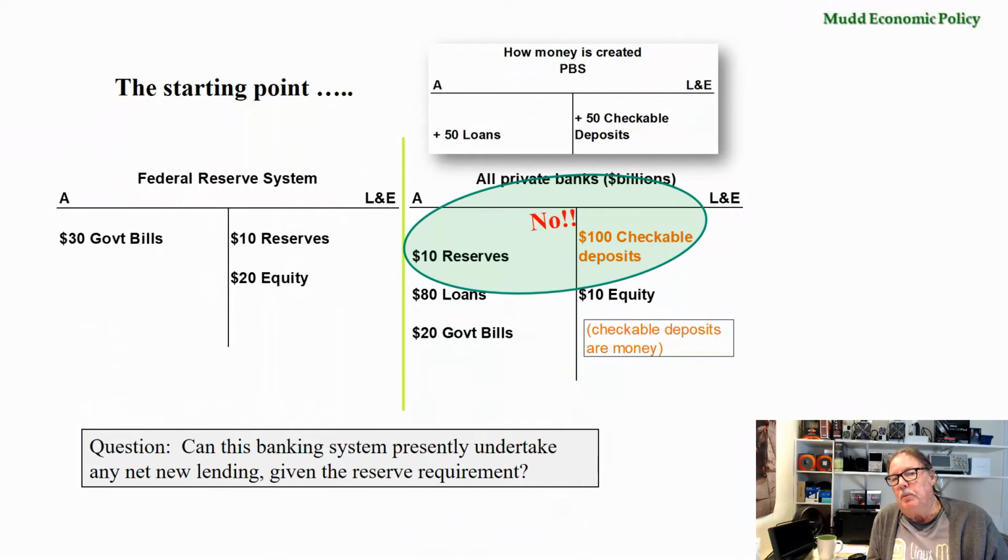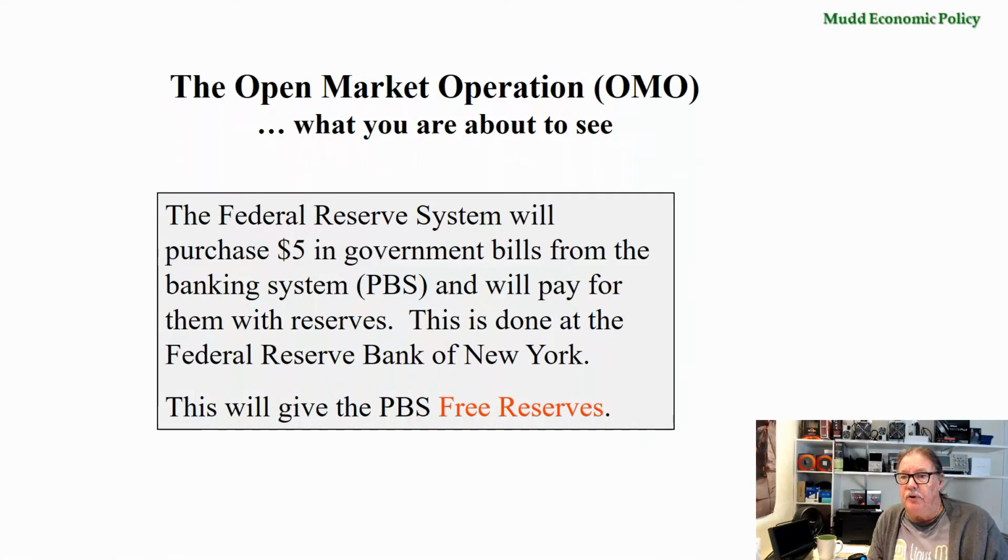It is the purpose of open market operations to provide those free reserves in an orderly, controlled way so the banking system can increase credit and money without doing so in an inflationary way. That's how this is all supposed to work. So again, what is the open market operation that you're about to see? The Federal Reserve, again, will purchase $5 in government bills from the banking system and will pay for them with reserves. This is done at the Federal Reserve Bank of New York in their open market operation, and this act will give the private banking system free reserves, and that in turn will enable them to lend.